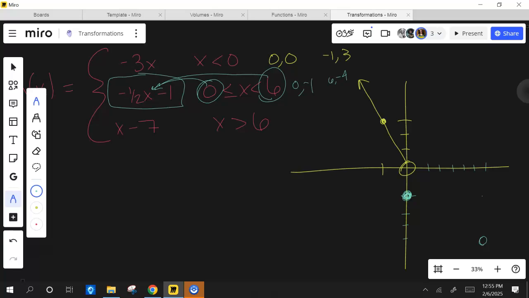All right. Connect them. No arrow on this because it's smushed between just 2 numbers. It doesn't go on forever. This is a line segment. Central part, line segment.